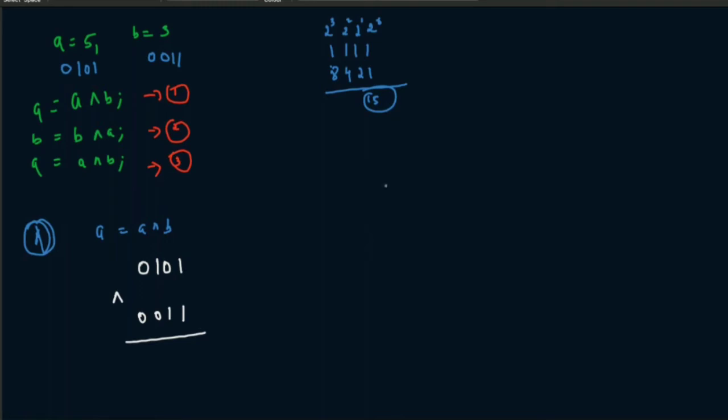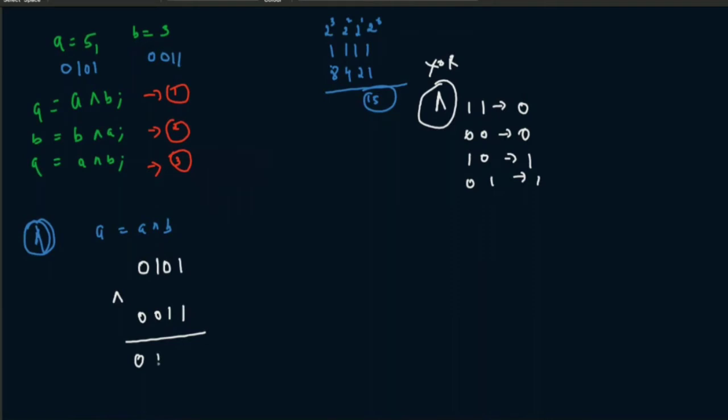Let me remind you how the XOR operator works. If the inputs are 0 and 1, it gives output 1. This is the combination of the XOR operator. Using that combination, I do this operation: 0 and 0 gives 0, 0 and 1 gives 1, 1 and 0 gives 1, and 1 and 1 gives 0. I am saving this value to A. This is my new value of A according to this equation.